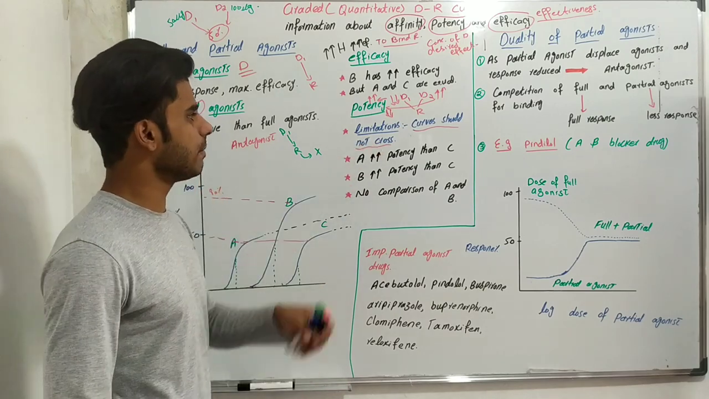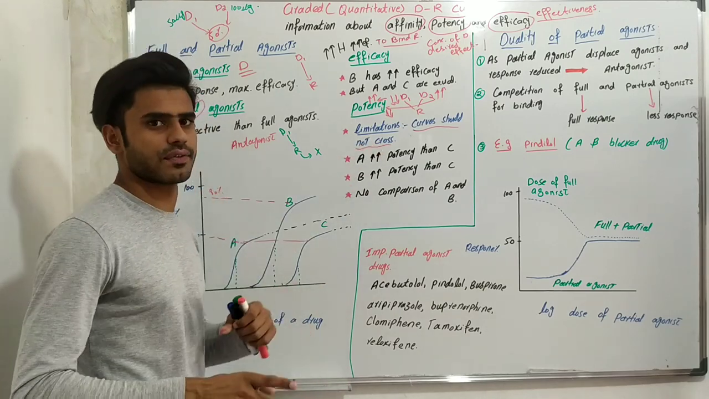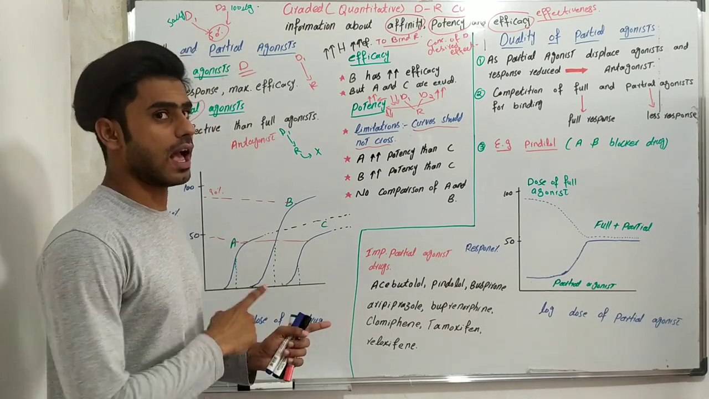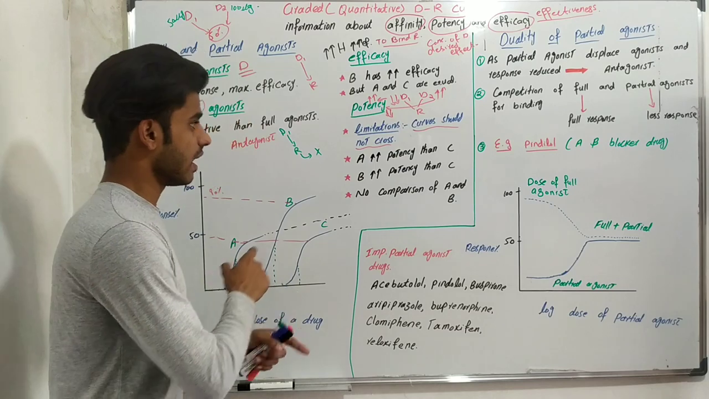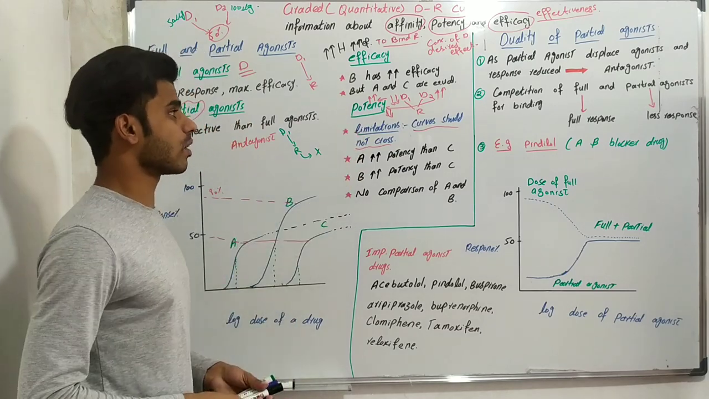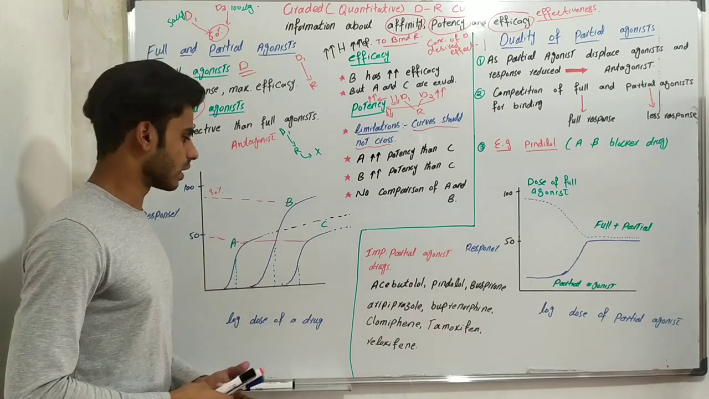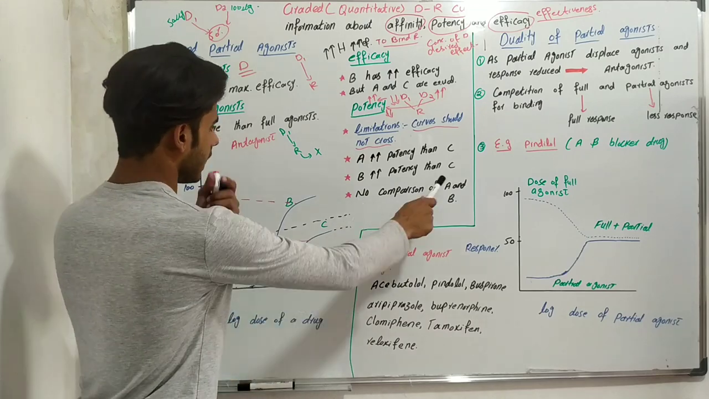But keep in mind the limitation: the curves should not cross each other. If curves are crossing each other, we will not be able to compare this graph. And I'm going to explain why, if curves are crossing each other, we are not able to compare these curves. Okay, so now please come and compare A and B.